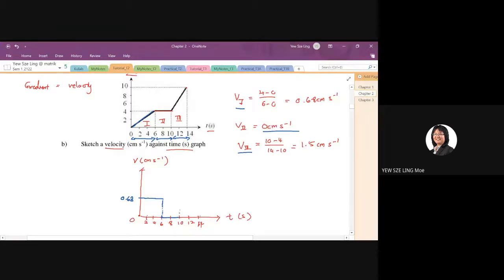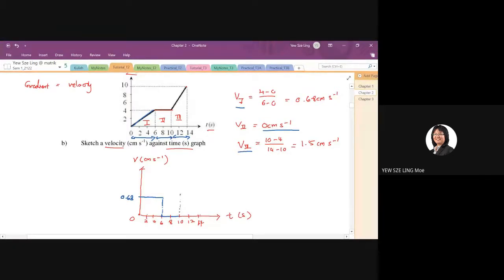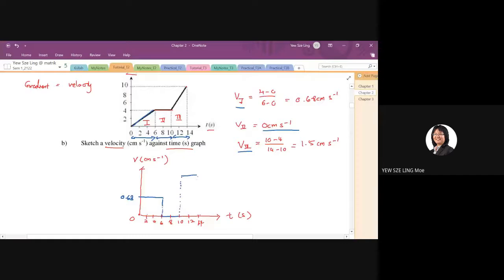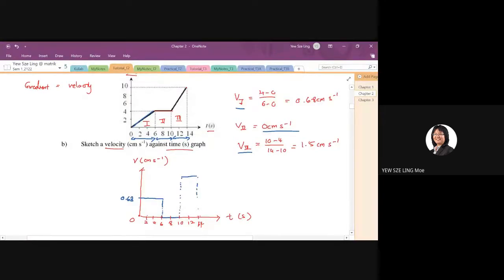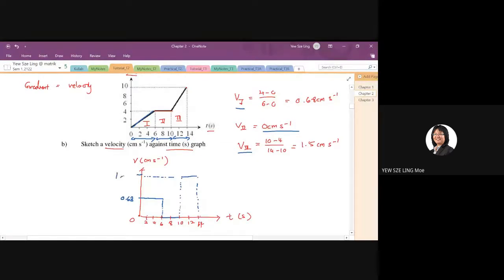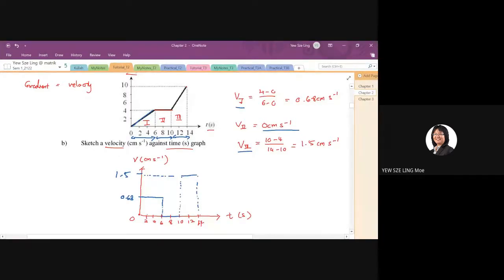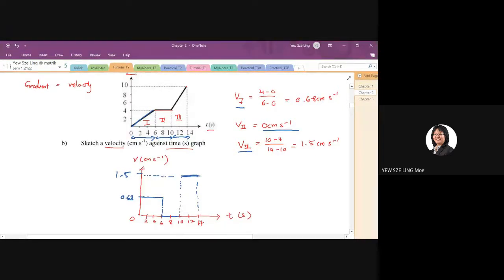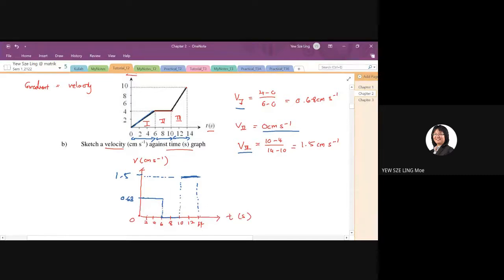So you make a dotted line, and this one should be located at a place that is higher than your 0.68, so let's say somewhere here. And then you draw a dotted line down. This is your 1.5. So in the graph, you have 3 solid lines, which represent the uniform velocity at 3 different stages.